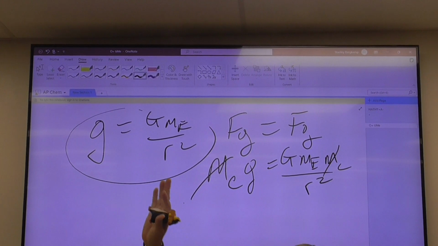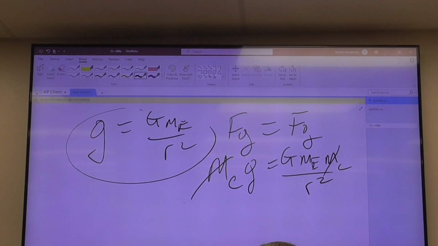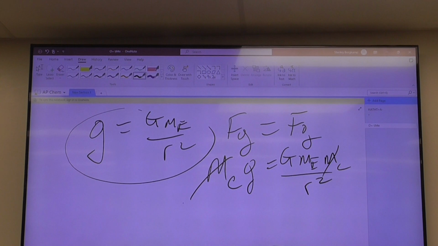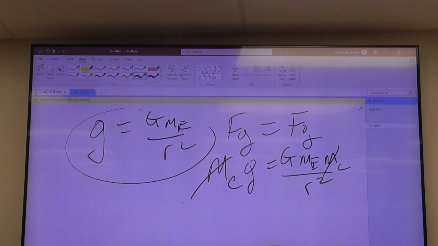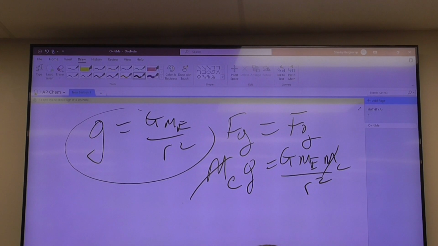Now, again, is there more force acting on more mass? Absolutely, there is. But more mass has more inertia. You need more force to end up with the same acceleration. So this is one of the most defining equations.